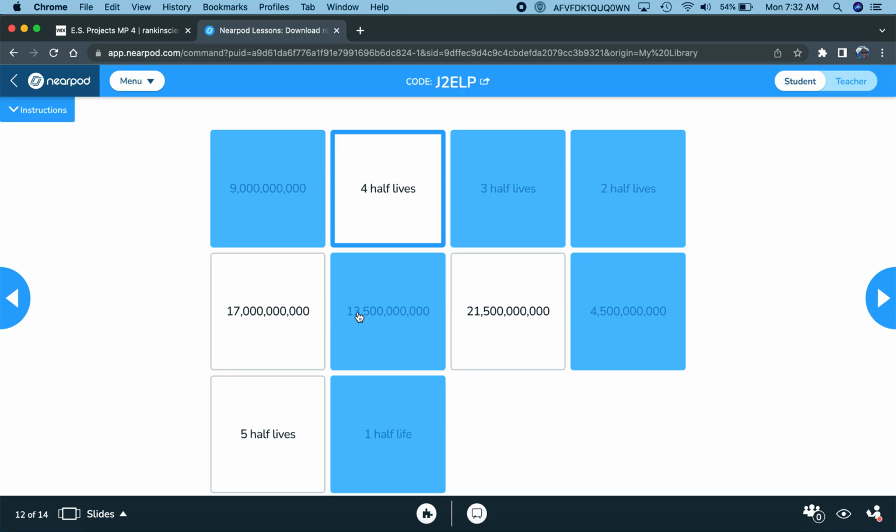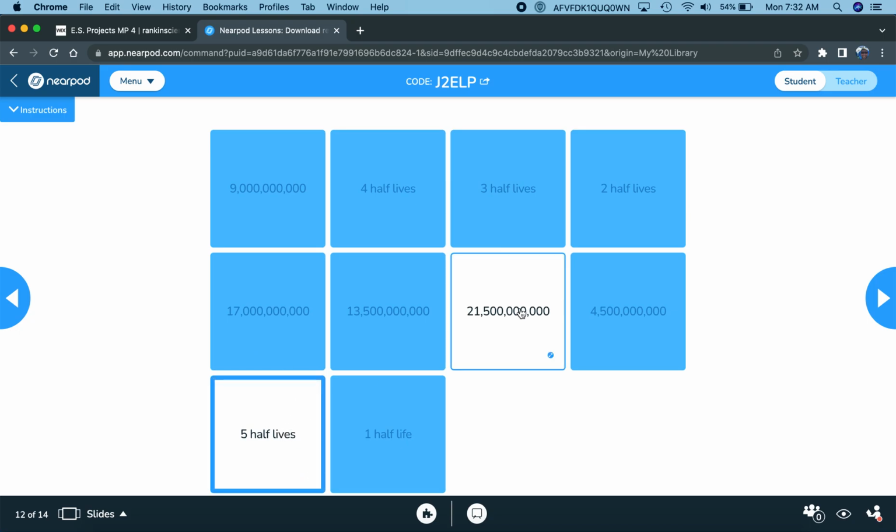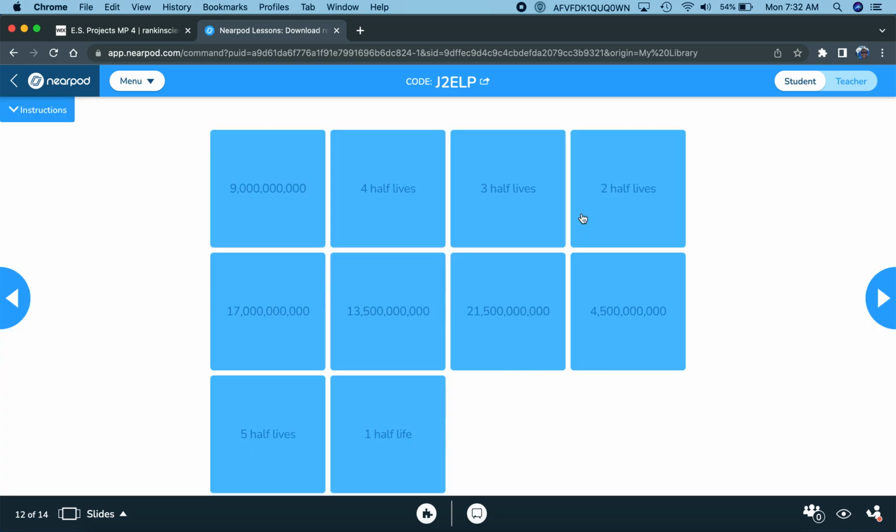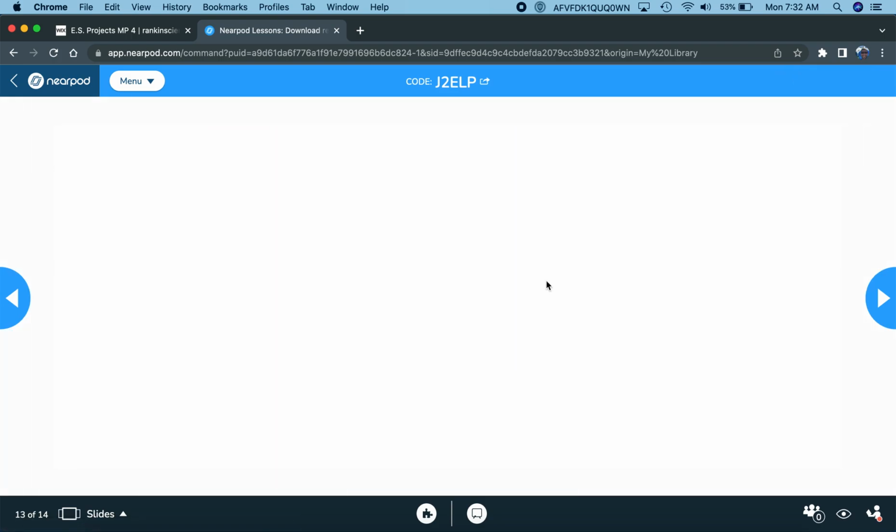All right, so 4 half-lives. Let's see, hold on. I may have had an error here. 13.5 plus 4.5, right? That should be 18, right? That should be 18 here. I knew I saw a mistake there, right? That should be 18 billion. And if we had another 1 there, that should be 4.5 more above. All right, so a little error there on my part. My fault.